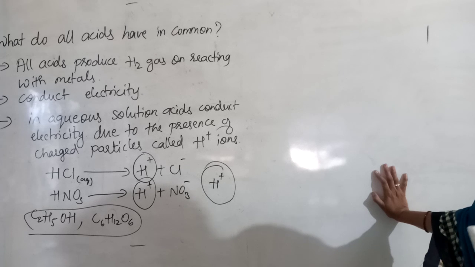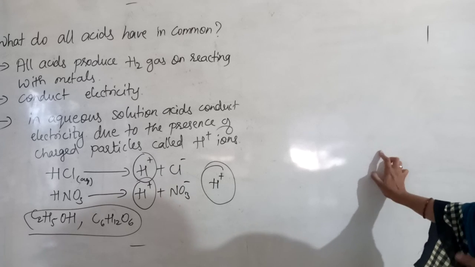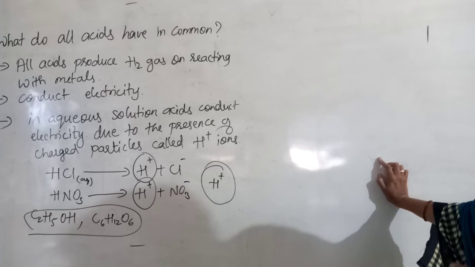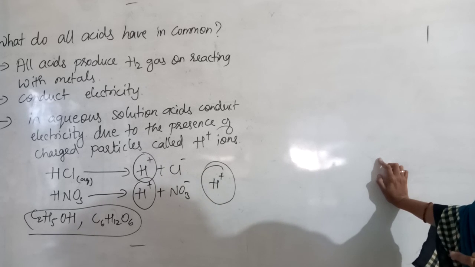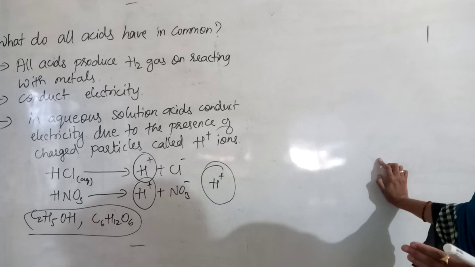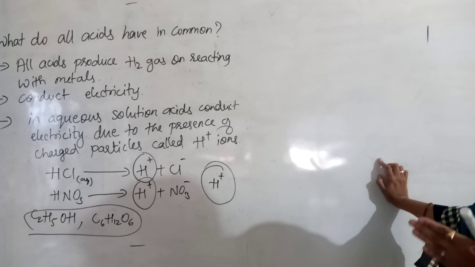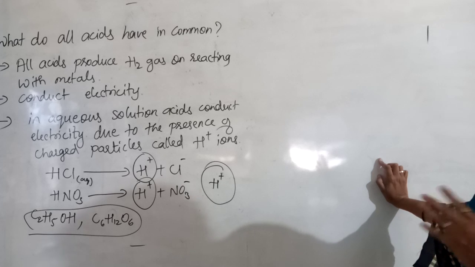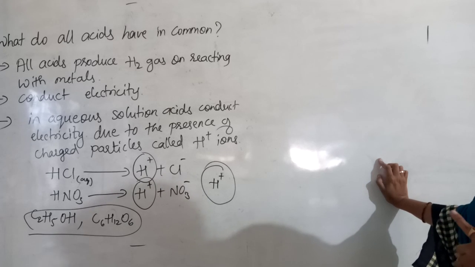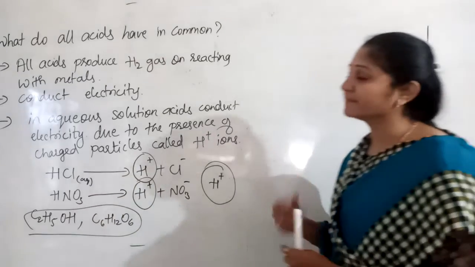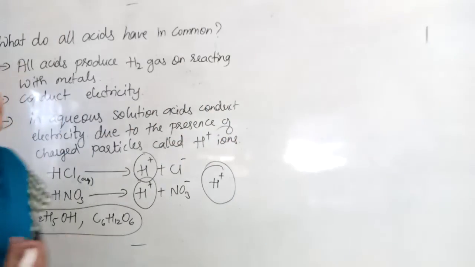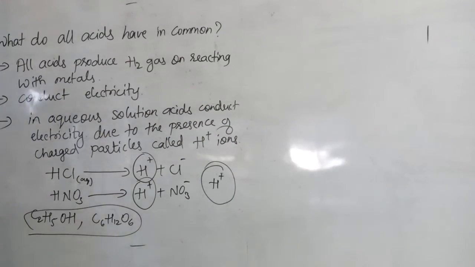The first, almost all acids produce H2 gas on reacting with metals, and in aqueous solution acids conduct electricity due to the presence of charged particles called H plus ions. When these acids dissociate, they form H plus and the respective negative ion, cation and anion. So these are the common characters of acids.